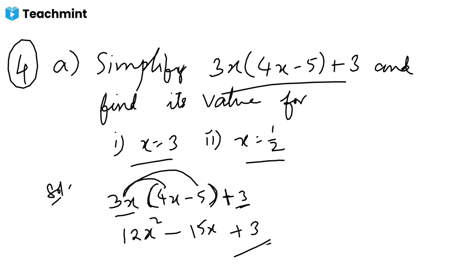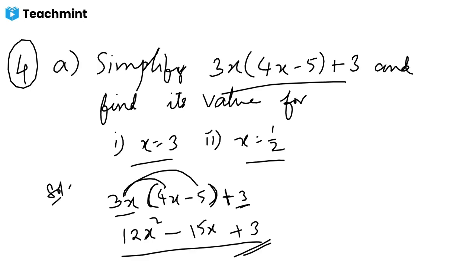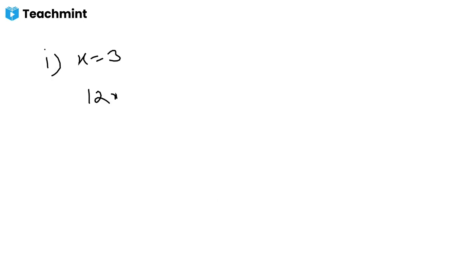Yeah, tell me. x is equal to 3, you want me to find that value, and x is equal to 1 by 2? Yes, yes. So now we have to substitute the first one, x equal to 3, in the simplified equation. That is 12x square minus 15x plus 3. So in this, in place of x, we have to write 3.